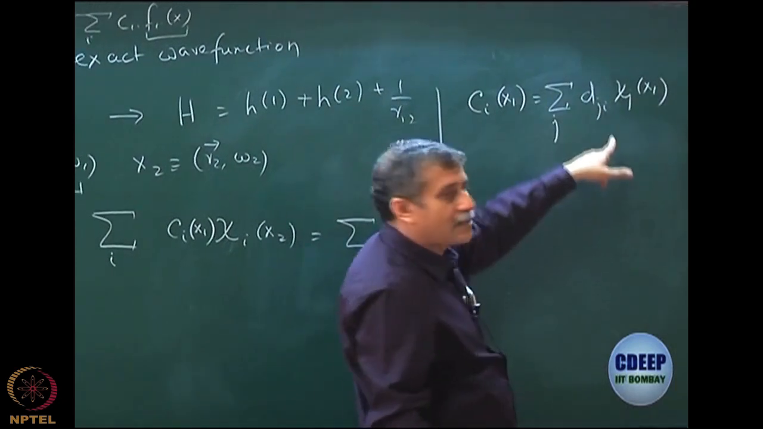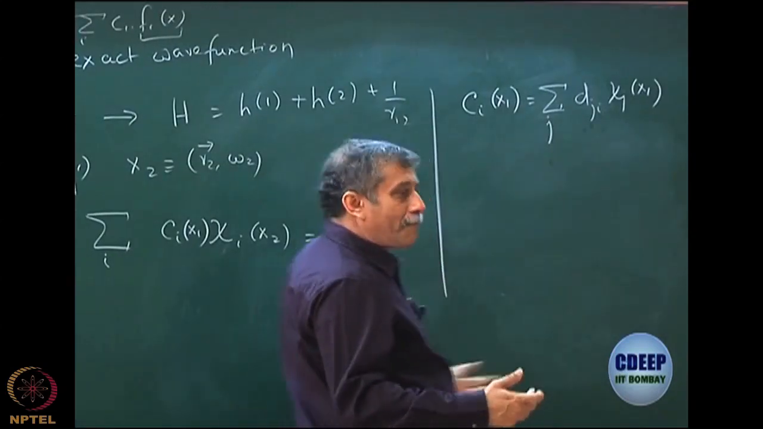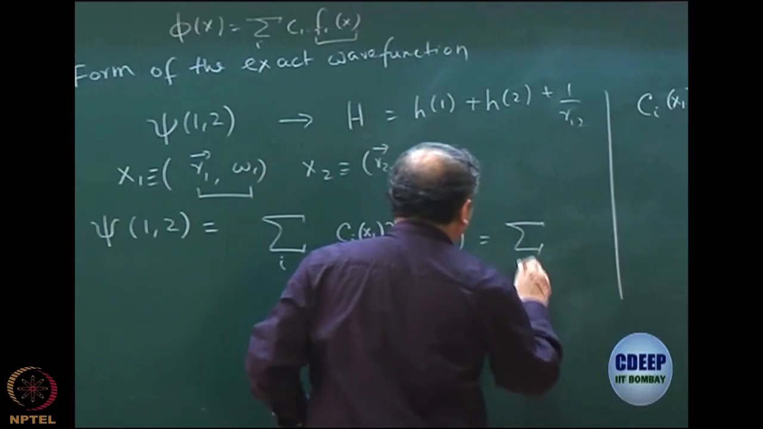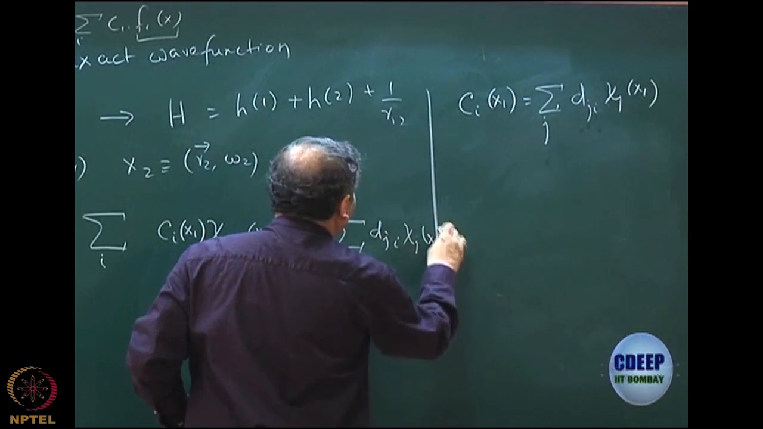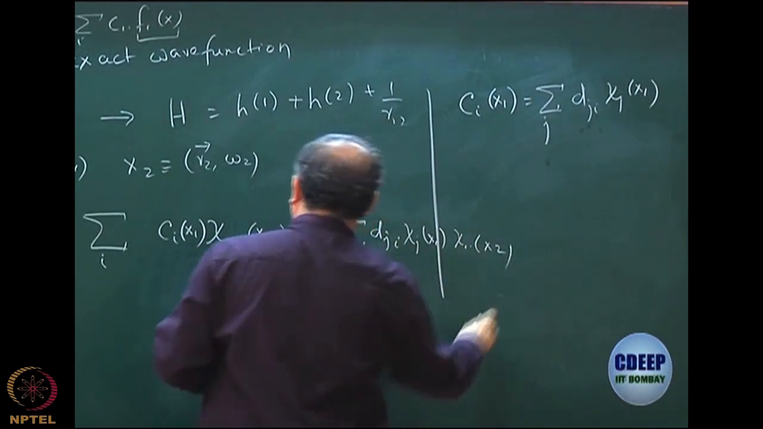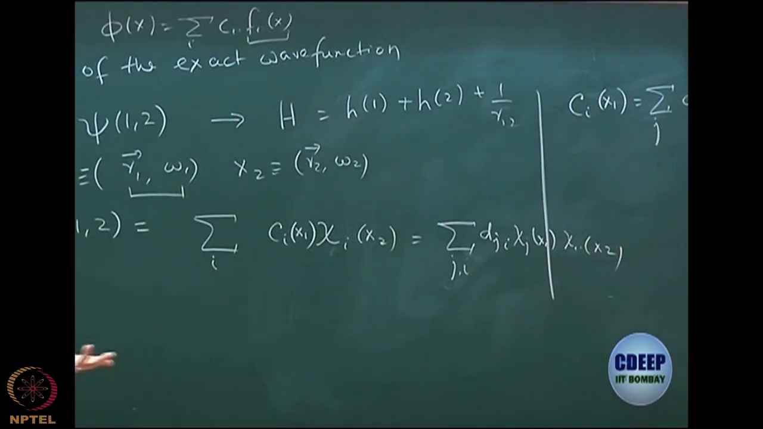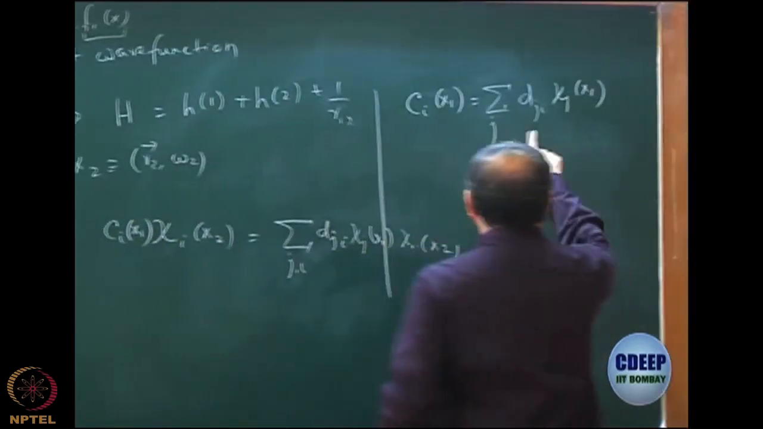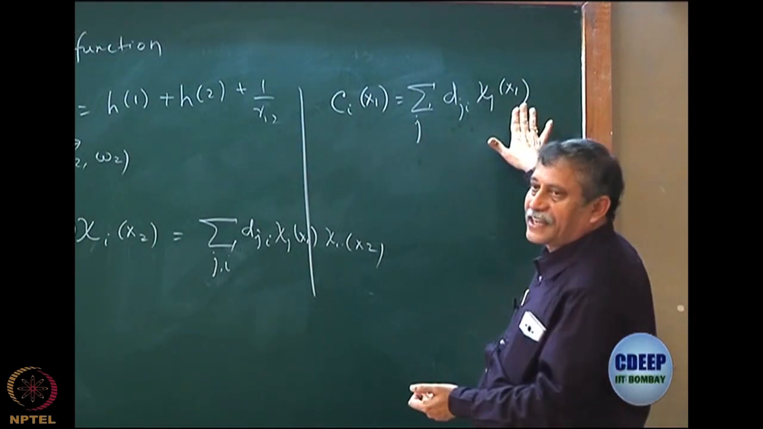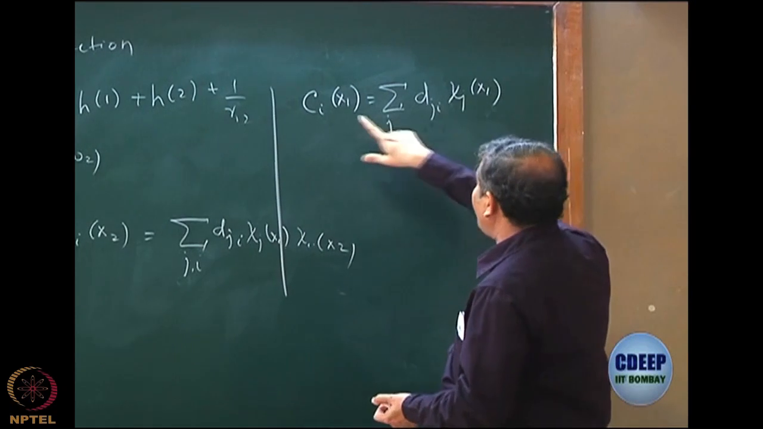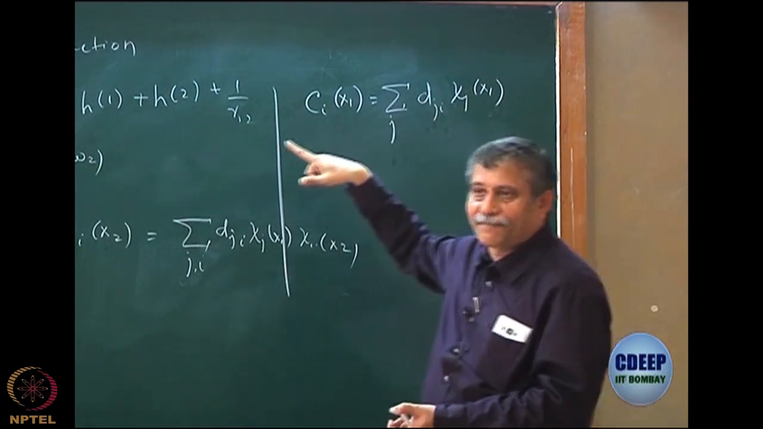So, this becomes a two dimensional matrix, okay, and that is now a number. If I put this here, then this will become the sum over j, sum over i, dji chi j of x1 into chi i of x2. Chi i of x2 is as it is there. The dji is now another constant. This constant depends on, of course, j in the expansion of ci. So, it is like writing c of x1 as the sum of dj chi j, right? So, instead of dj, since it is for different i, I am keeping track of which i. So, for every i, dj will be different.